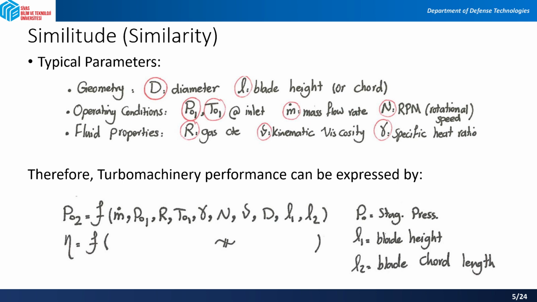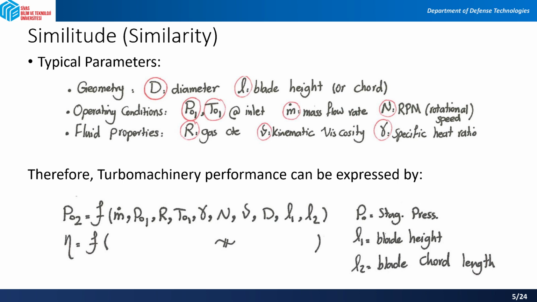And besides geometry, you have operating conditions like the pressure and temperature at the inlet of the turbomachine, your mass flow rate, and your rotational speed, which is in rounds per minute, RPM. And also you can have some properties according to your fluid, like the gas constant R, your kinematic viscosity nu, and your specific heat ratio gamma.